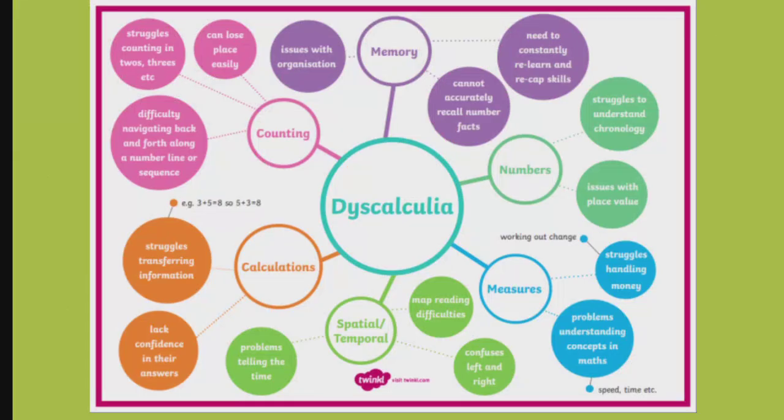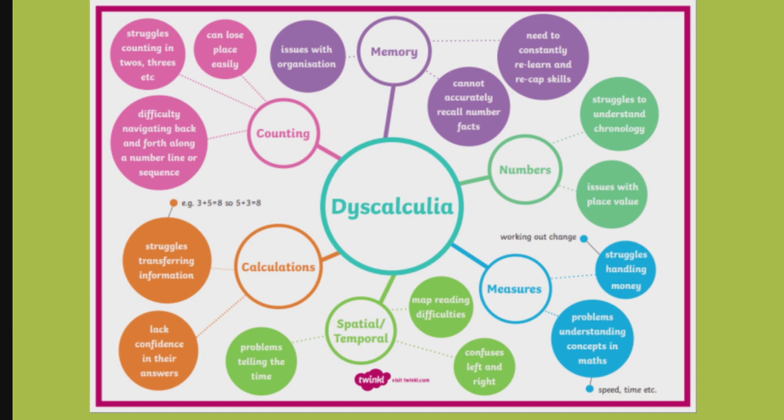Now, what is dyscalculia? But before we talk about what dyscalculia is, this is it. Dyscalculia actually works on counting, memory, numbers, measure, spatial and temporal, and calculations. Those are the basic core of dyscalculia. I'll go again: counting, memory, numbers, measures, spatial, temporal, and calculations. Every other part you would get in your slide, so that I would not talk for too long.